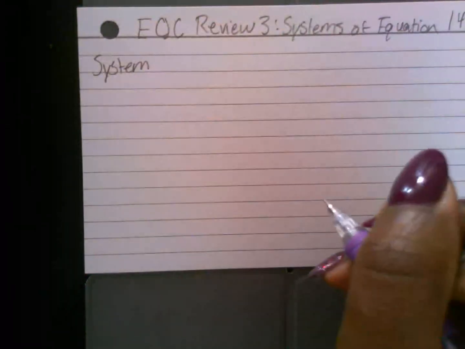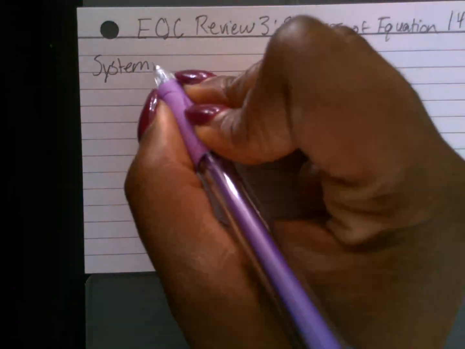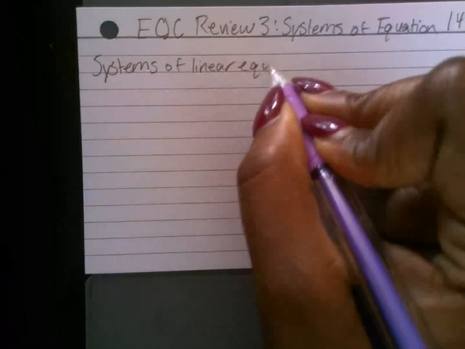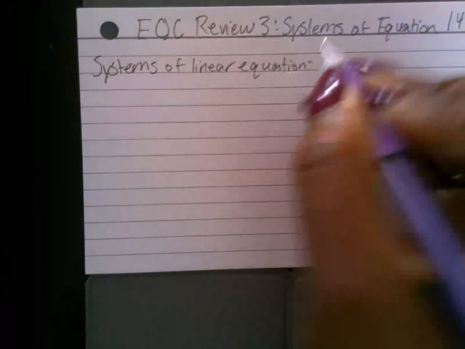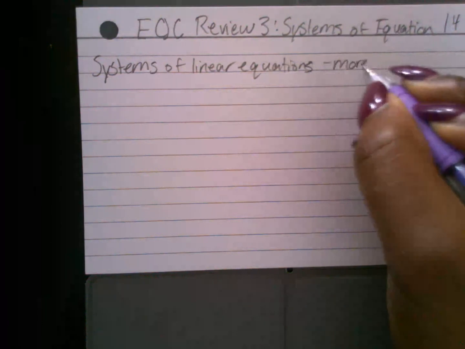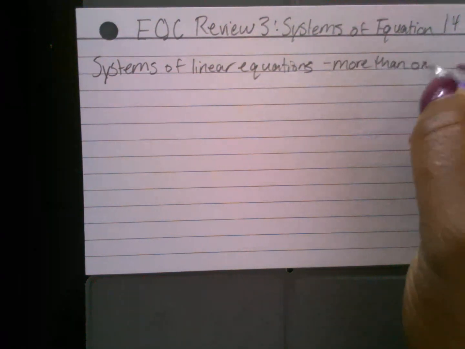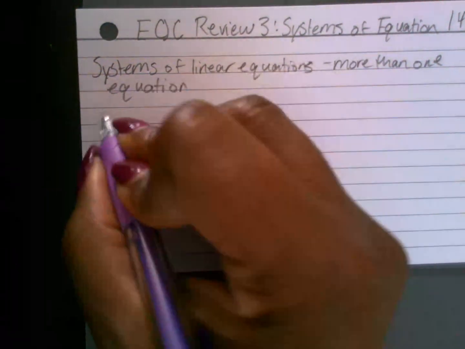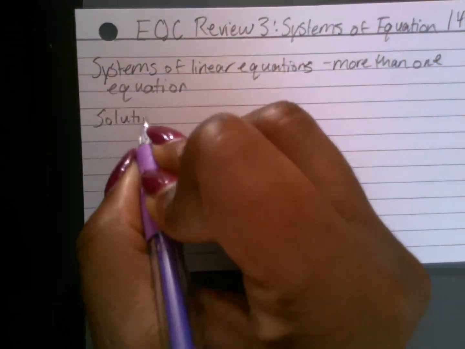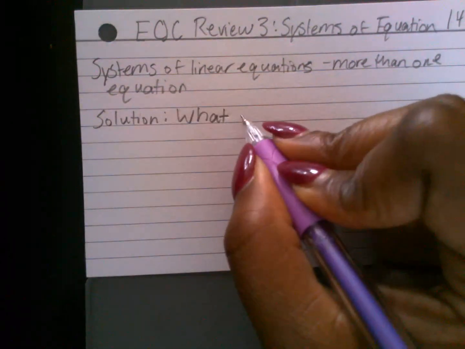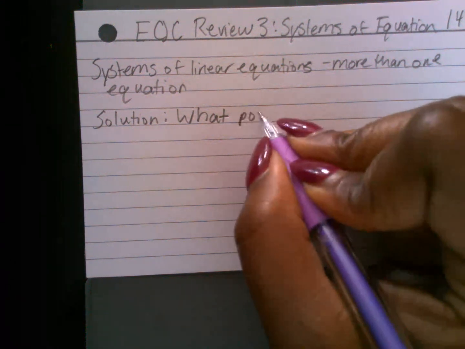All right, so a system of linear equations is where you have more than one equation. To solve a system of equations, when you're finding a solution, what that means is what points do they share? In other words, when you're solving a system, you're asking yourself, what points do they share?